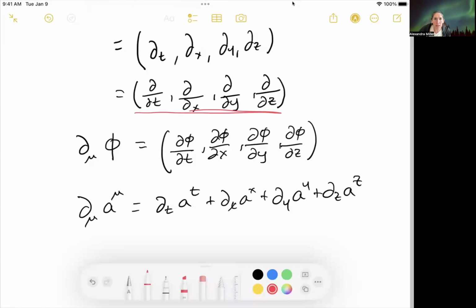All right, so that's some of the basics of the gradient in special relativity.